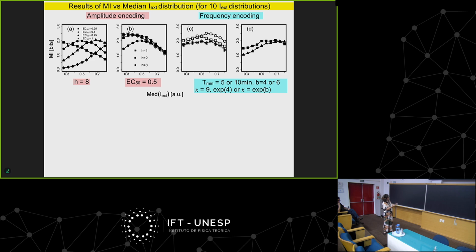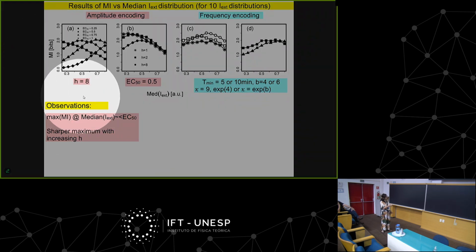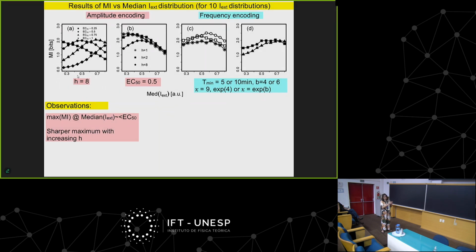before talking about that, let me wrap up a little bit what we observed for amplitude encoding. What we observe is that the maximum information occurs when the median of the distribution of stimulus strength is close to the EC50, and this is very noticeable when H is large enough, like in this case. So it's like amplitude encoding is good at transmitting information over a certain range of stimulus strengths that is related to the rates with which it's going to decode that, which is the EC50 of this transformation.